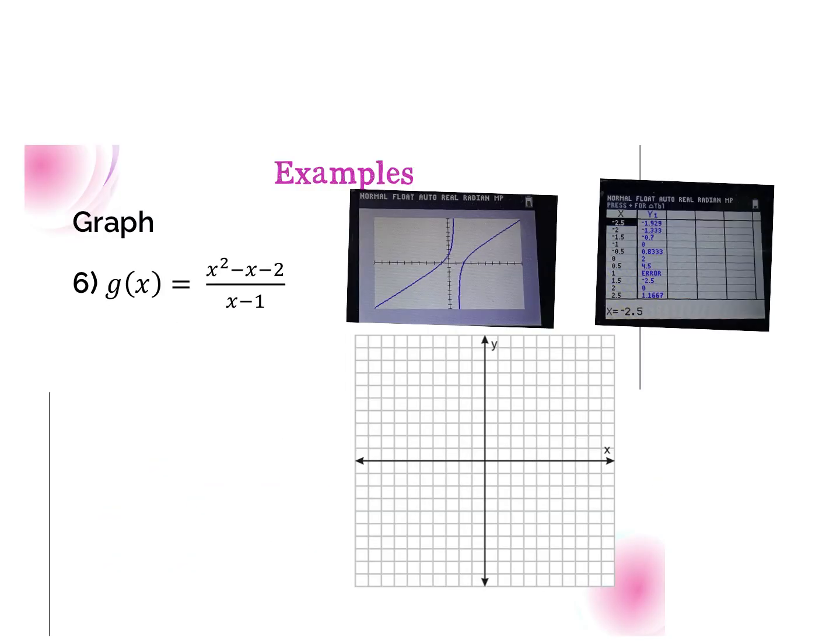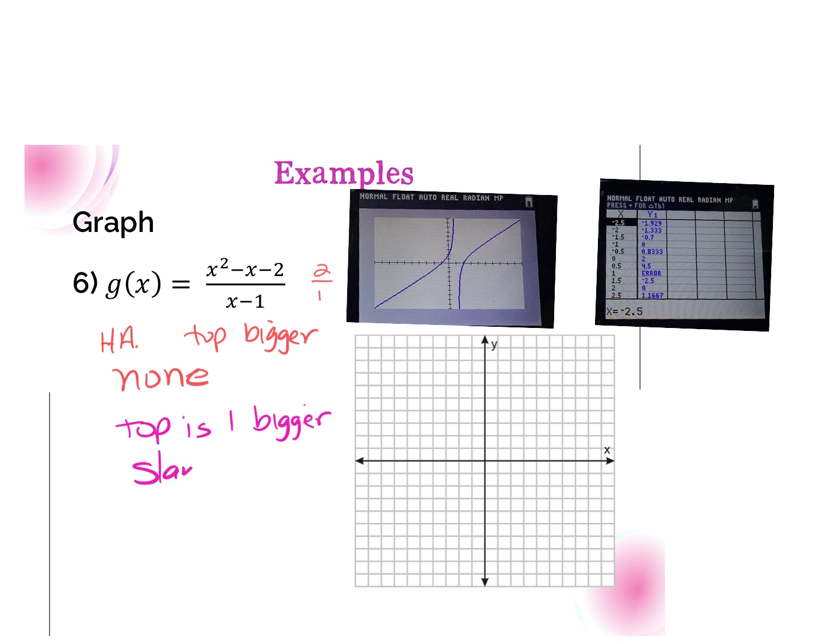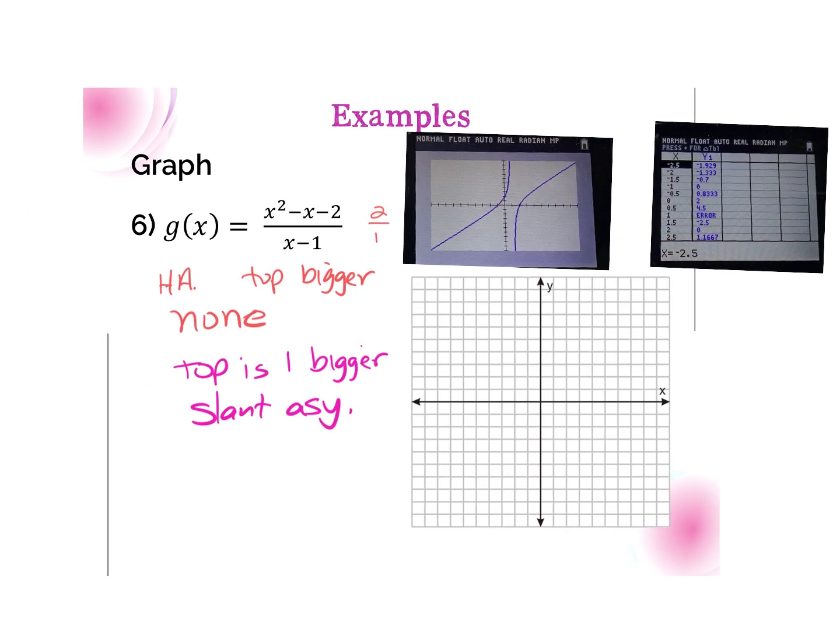Okay, so let's go ahead and find the horizontal asymptote first. So again, remember we look at the degrees. Top has a degree of 2, bottom has 1. So notice the top has the bigger degree. So this tells me that the horizontal asymptote is none. But notice that the top is 1 bigger. So we actually have a slant asymptote. So we're going to go ahead and do long division for that.